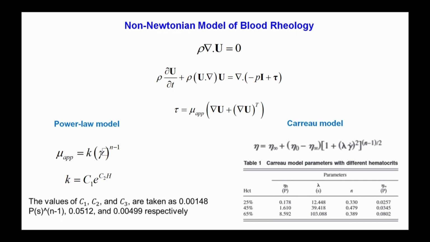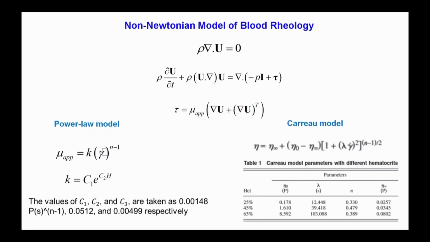For a normal human being the hematocrit percentage is around 45%, and for an anemic patient it is less, like 20 to 30%, and it can be even more. And n is equal to 1 minus C3 H, I forgot to write the equation, where H is in terms of percentage, like H equal to 45 for a normal human being. So either you can use this power law model or the Carreau model in Ansys.